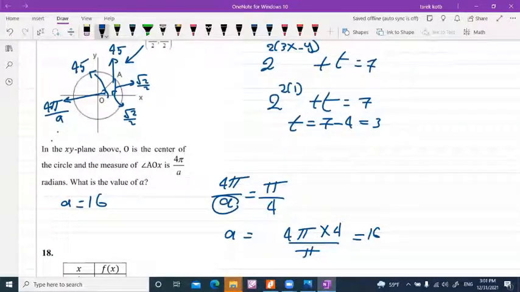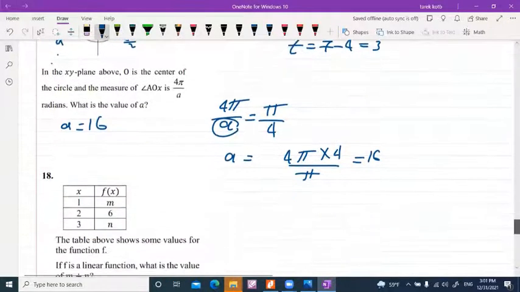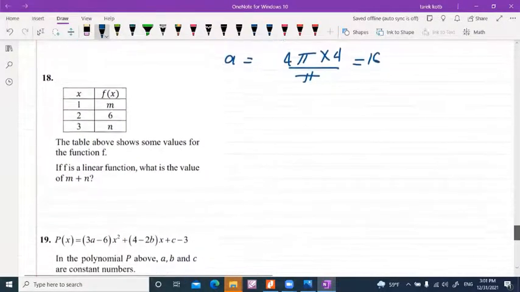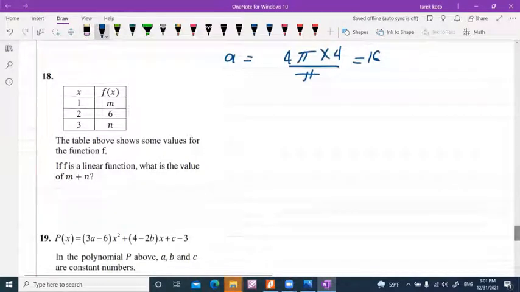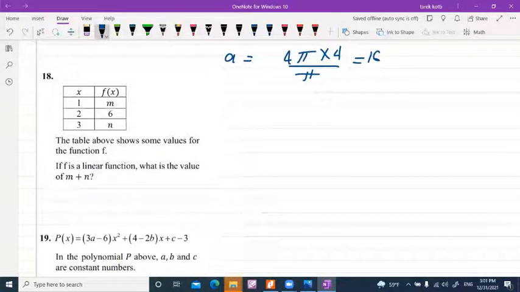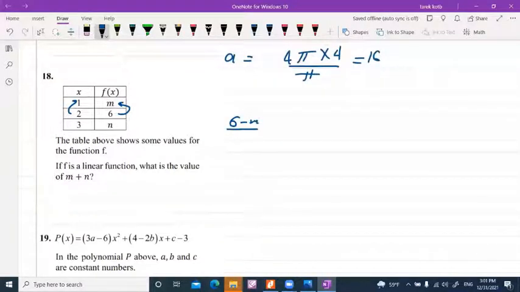18. I have a table now. I think this table is for a linear equation. The table above shows some values for the function. If f is a linear function, what's the value of m plus n? Since it is a linear function, this difference over this difference, 6 minus m over 1, equals this difference, n minus 6 over 1 also. So 6 minus m equals n minus 6.